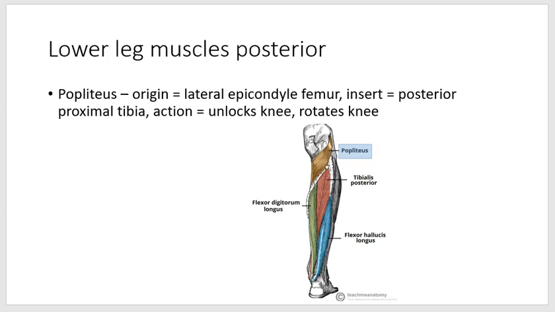We also have your popliteus, or popliteus, depending on how you want to say that. It originates on the lateral epicondyle of the femur, so out here on the outside, and then it wraps around to the inside. This muscle is important in unlocking your knee. So if you stand with your knees locked, to unlock it, you use this muscle, and it allows you to rotate your knee.